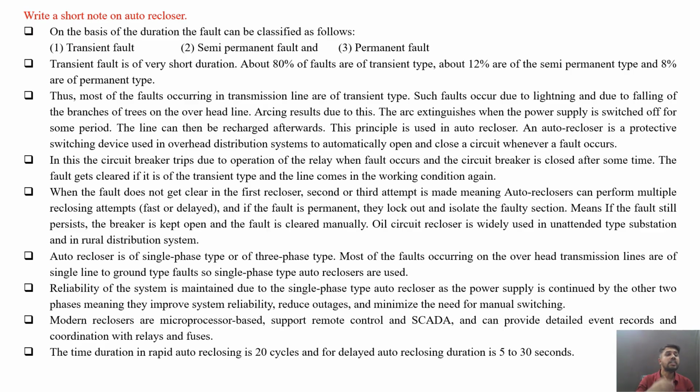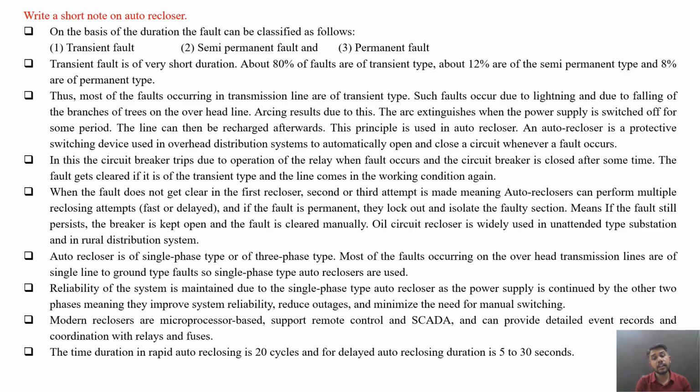And if the fault is permanent, they lock out and isolate the faulty section from the healthy section. Means if the fault still persists, the breaker is kept open and fault is cleared manually. Oil circuit reclosure is widely used in the unattended type substations in rural distribution system network. Auto reclosure is of single phase type or of three phase type.